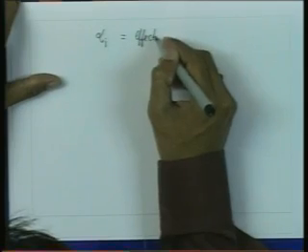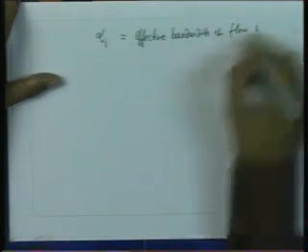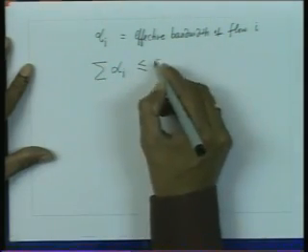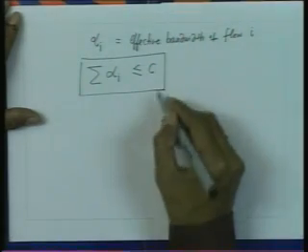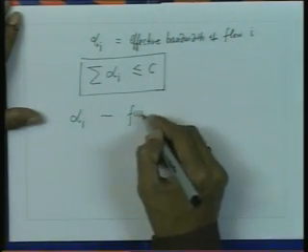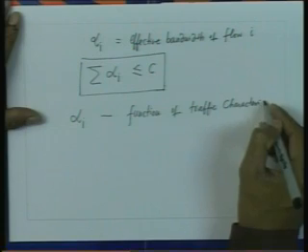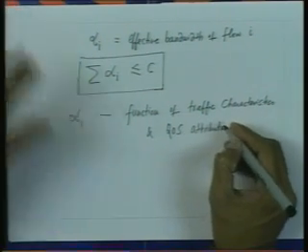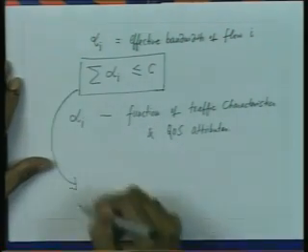So if alpha i is the effective bandwidth of flow i, then we have a very simple admission control policy which says that the sum of alpha i should be less than or equal to C, where the effective bandwidth alpha i is definitely a function of traffic characteristics as well as the quality of service attribute.